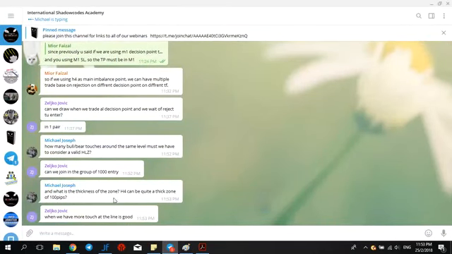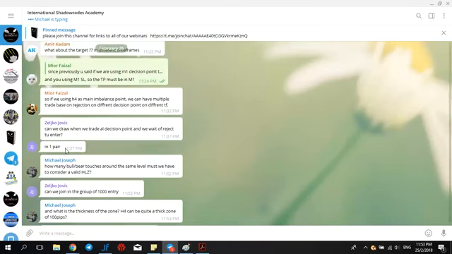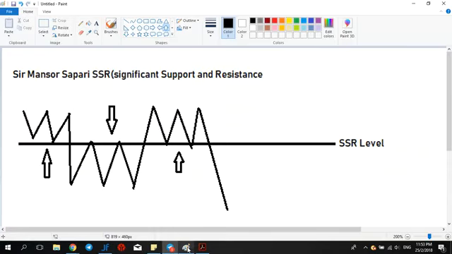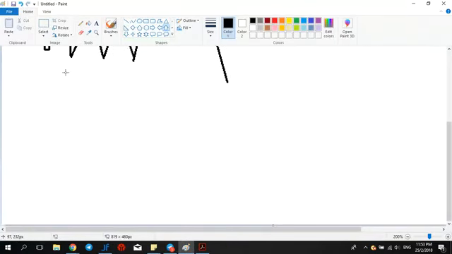And what is the thickness of the zone? H4 can be quite a thick zone of 100 pips. No. How many bull bear touch around the same level must we have to consider? Okay, so this is a good question. Let me copy this. Okay, so this is the question.